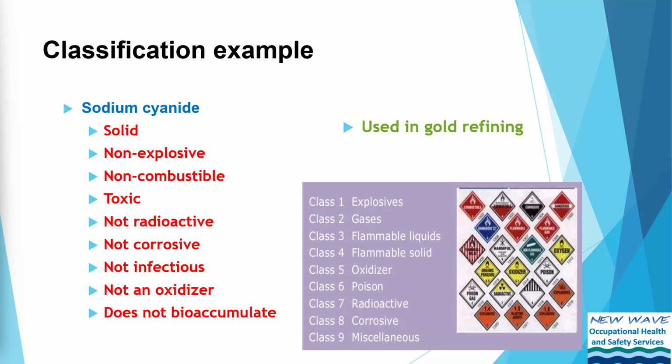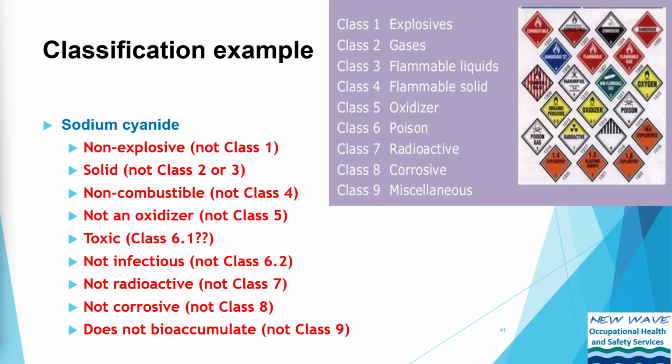For example, let's take sodium cyanide, a common product in gold refining. Sodium cyanide is solid, non-explosive, non-combustible, toxic, not radioactive, not corrosive, not infectious, not an oxidizer, and does not bioaccumulate. Now think of our classifications. Non-explosive means it is not class 1.